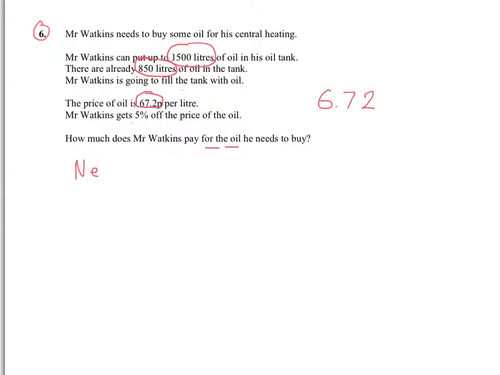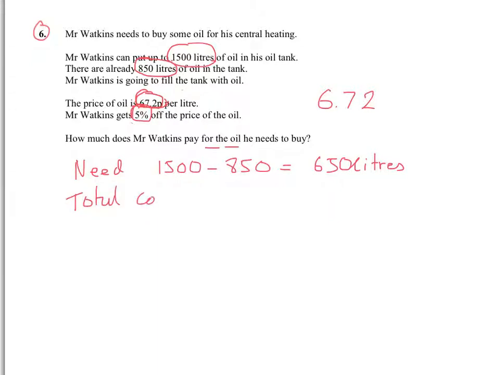So we need 1,500 minus 850, which is 650 litres. And the price of oil is 67.2 pence per litre. So what I'm going to do, and you can do this different ways, is find out the total price of oil, and then take the 5% discount off. So total cost is 650 times 67.2 pence.